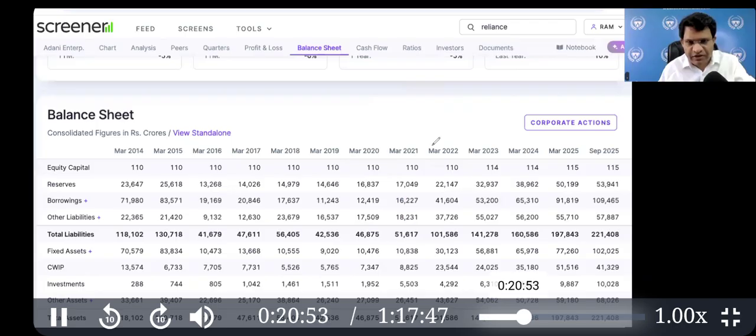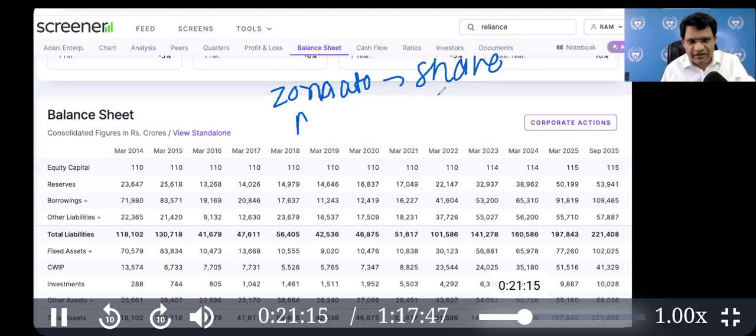For Zomato, shareholder. For Adani, bondholders. And for TCS, customers. You remember this pattern, three patterns. Reliance is in between. Reliance does everything. Main business is shareholders' money. Adani, what will happen to this? Bondholders or loan. TCS, customers.